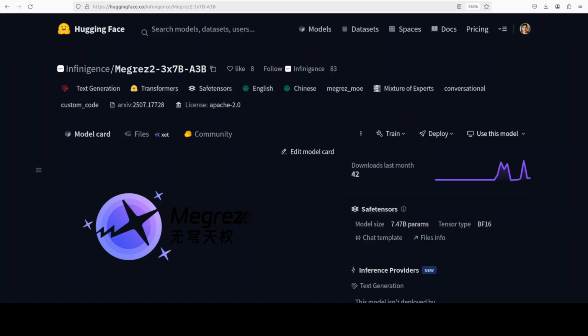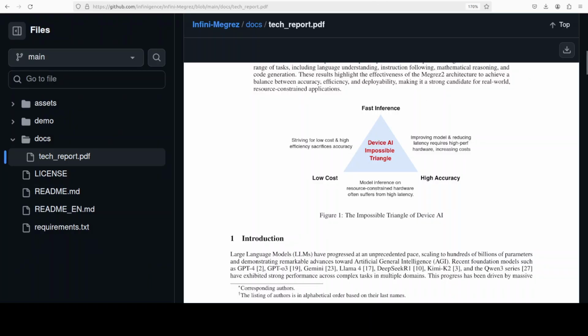Megrez2 leans into this to tackle the impossible triangle of device AI, as you can see in their tech report. The trade-off between speed, accuracy, and cost bites anyone trying to run LLMs locally with limited VRAM. In plain terms, most users don't have a 24 to 48 GB GPU, so dense models either crawl or won't load at all. Mixture of expert helps by cutting the memory you need, live in the card, while keeping big model capacity in reserve, and that is what this model is trying to do.